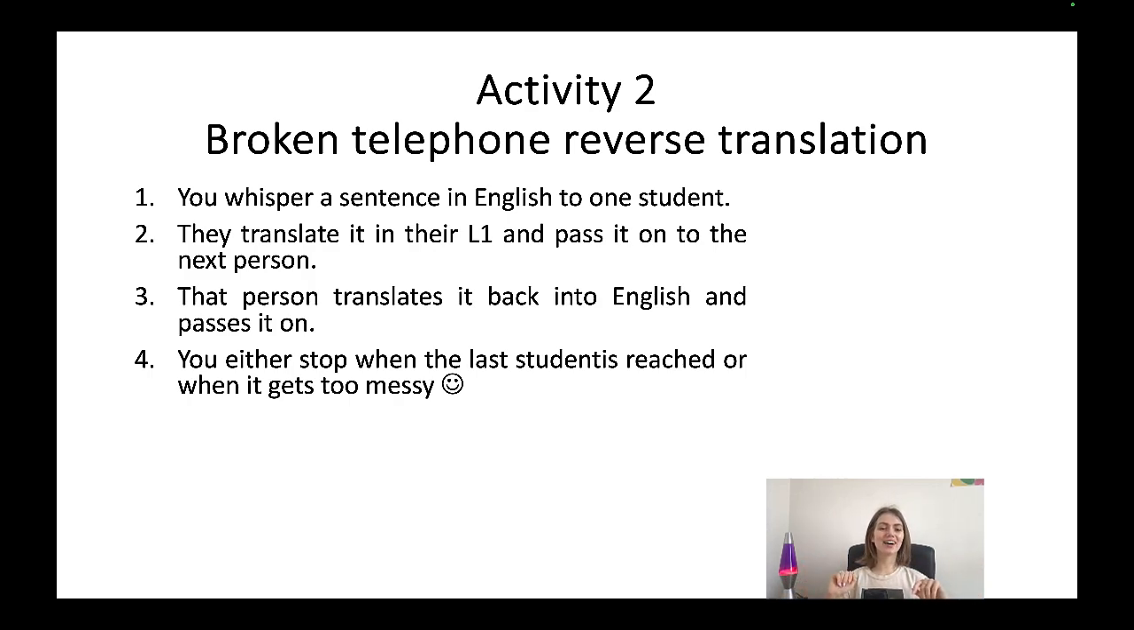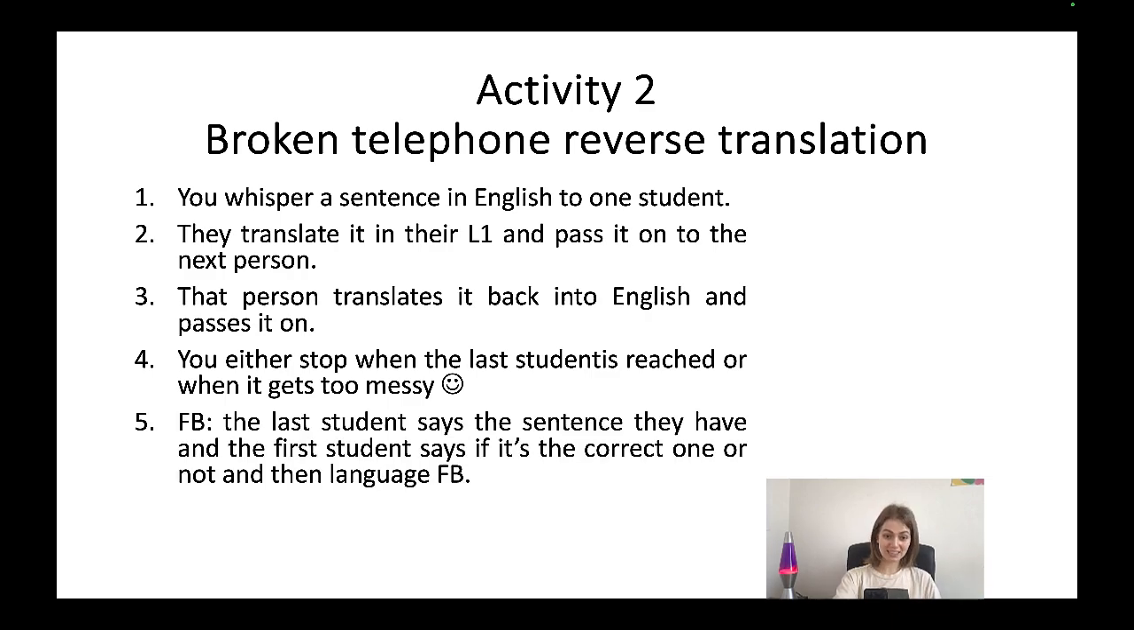crowd anymore. So once you know it's the time to stop, you ask the last student to give you the sentence, and they need to say it, it doesn't really matter which language they say it in. So it could be English or it could be their L1, and the first student needs to confirm if that was the right sentence. And then basically what you do is you compare the first original sentence with the sentence that they got, and you do a language feedback based on that.